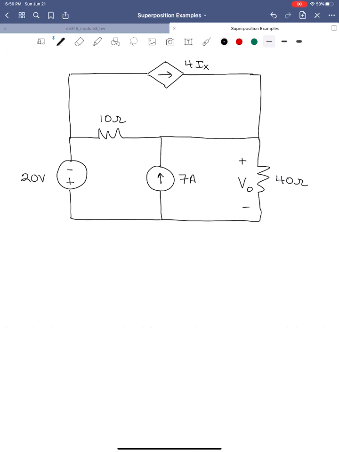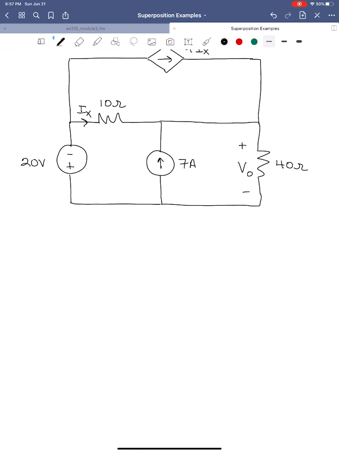There are two sources in this circuit. We have the 20 volt source and the 7 amp source. So we will have two parts to the voltage Vo that we are solving for, Vo across the 40 ohm resistor. And we will let 4Ix sit in the circuit each time. I forgot to label where Ix is. Here is Ix, the current that controls that dependent source.